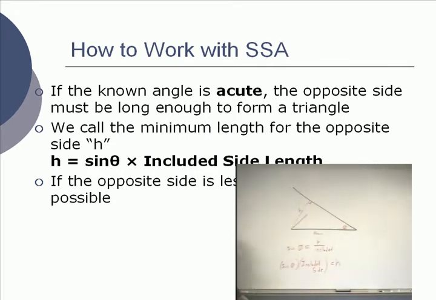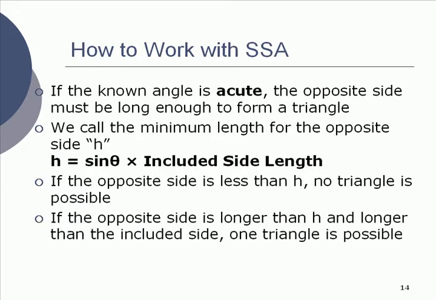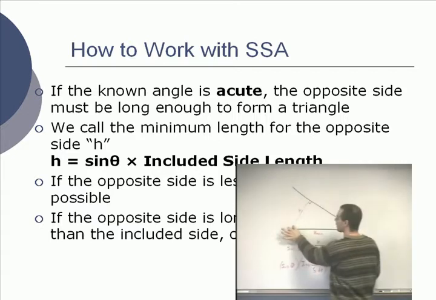you are out of luck. That's right. You can't form a triangle. So if your opposite side is shorter than what you will calculate to be h, no triangle, pencil down, we're done. However, if it's longer than h, we have a triangle.